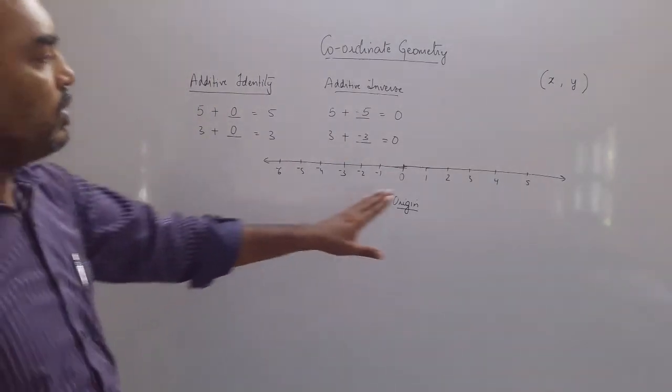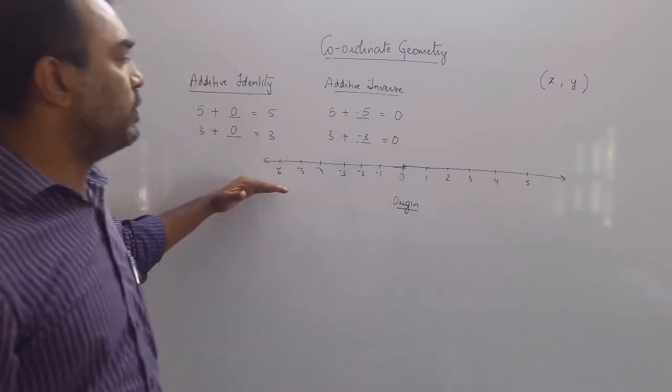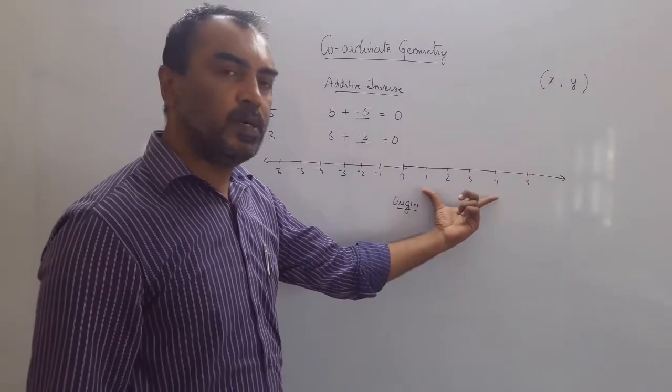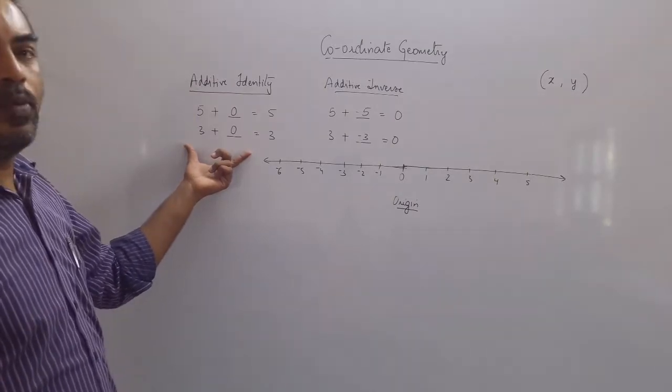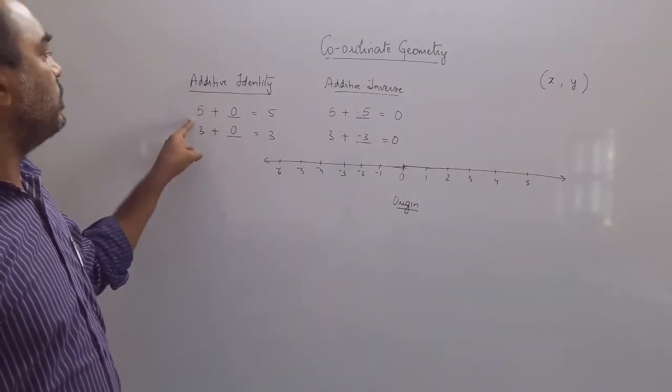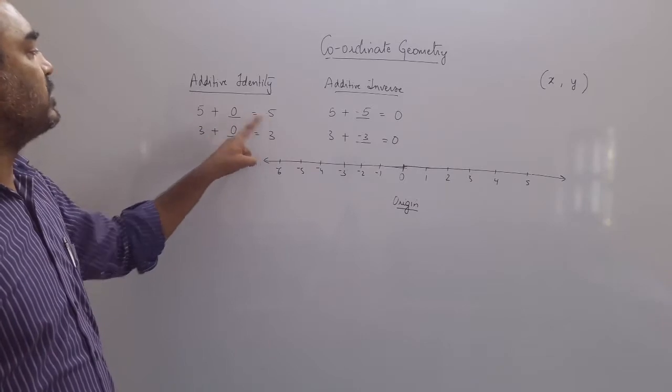So, again I tell you the origin of the number line. You have got the whole numbers. You have got the additive identity. So, again, what is the additive identity? Any number you add to a number and you get the same number.